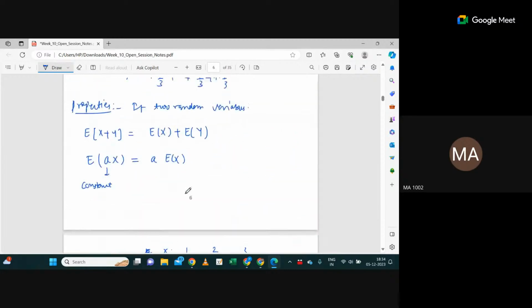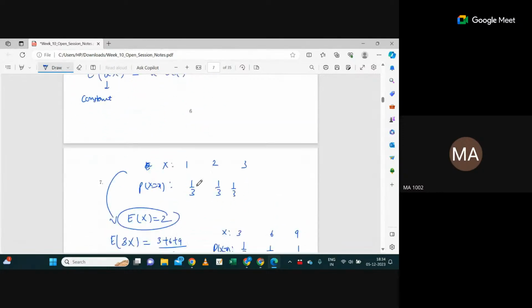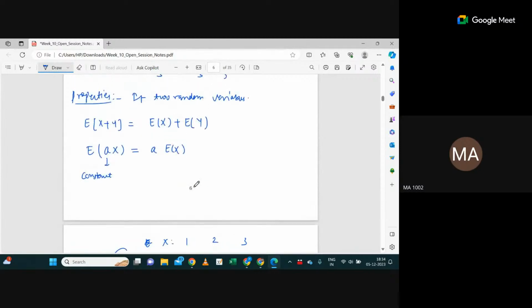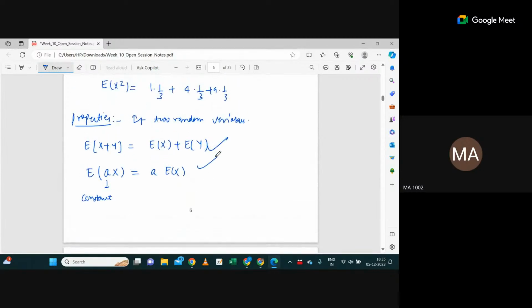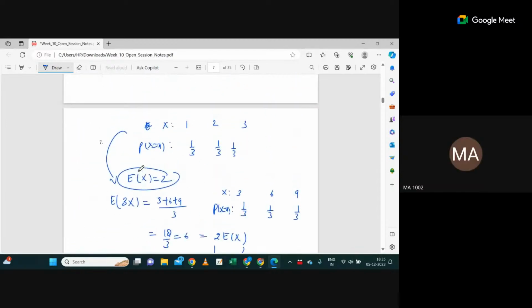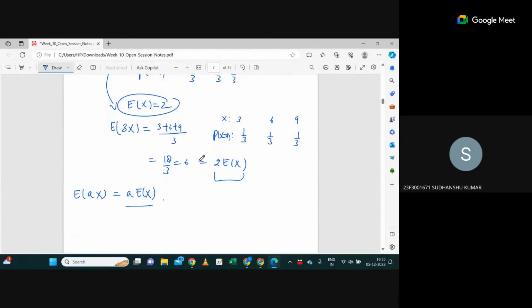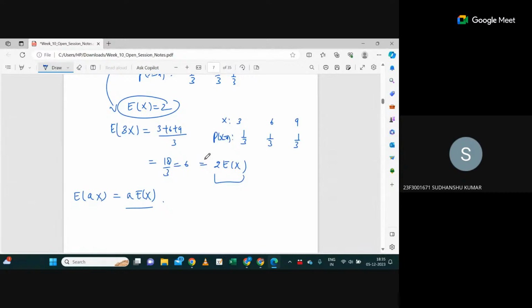Got it? These are the two properties. Sir, I have a doubt. Is it necessary every time that the associated probabilities are equal to each other, like 1 by 3 for each value? No, it's not necessary. It depends on how we are defining the probability.